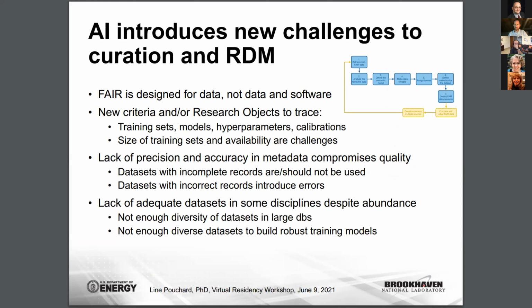Artificial intelligence introduces new challenges to curation and research data management. In particular, FAIR is designed for data, but not data and software. So there are new criteria and research objects that need to be traced, such as training sets, models, hyperparameters, calibration. The size of the training sets and their availability are challenges for reproducing the results, which is one of the key tenets of the scientific method.